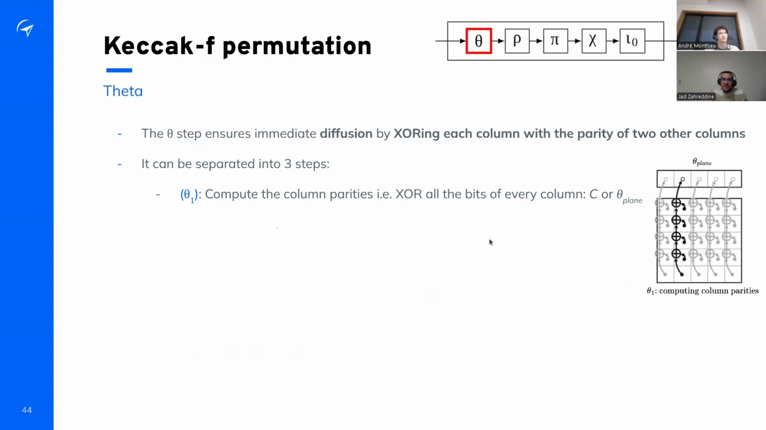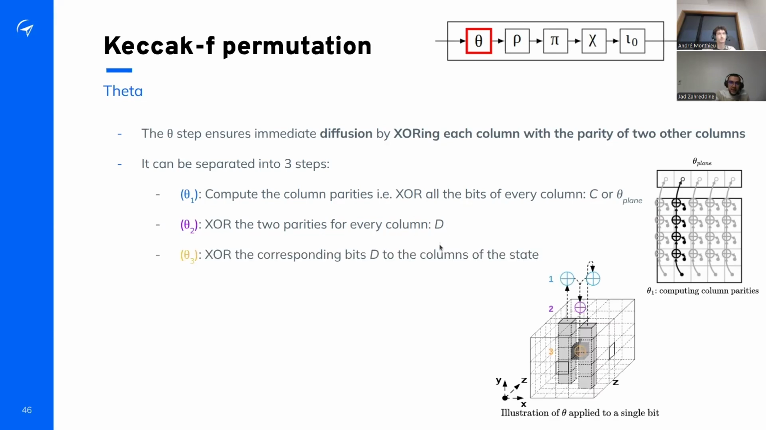Now let's take a look at each sub-step alone, starting with the theta function. So the theta step ensures immediate diffusion by XORing each column with the parity of two other columns. It works as follows in 3 steps. You've got theta 1, which computes the column parities, which means that it XORs all the bits of every column and notes them C, or theta plane here. Then the second step, called theta 2, will XOR the 2 parities for every column, having a quantity noted D. And finally, theta 3 will XOR the corresponding bits D to the column of the state.